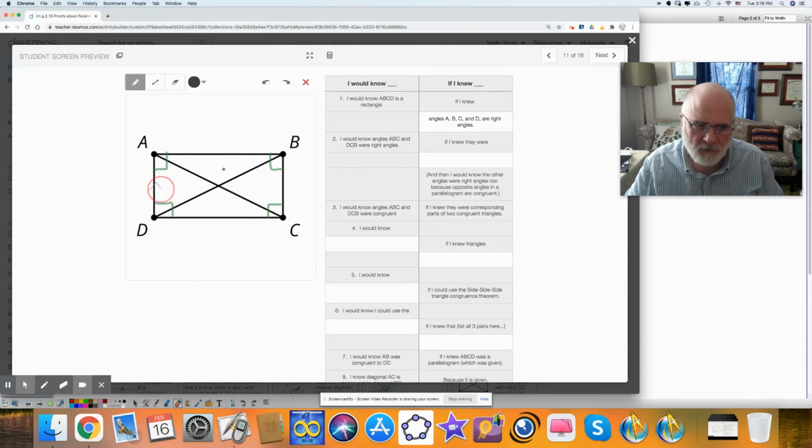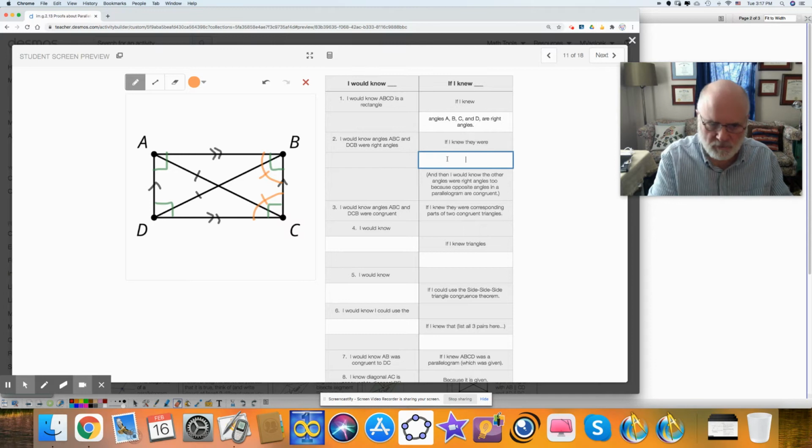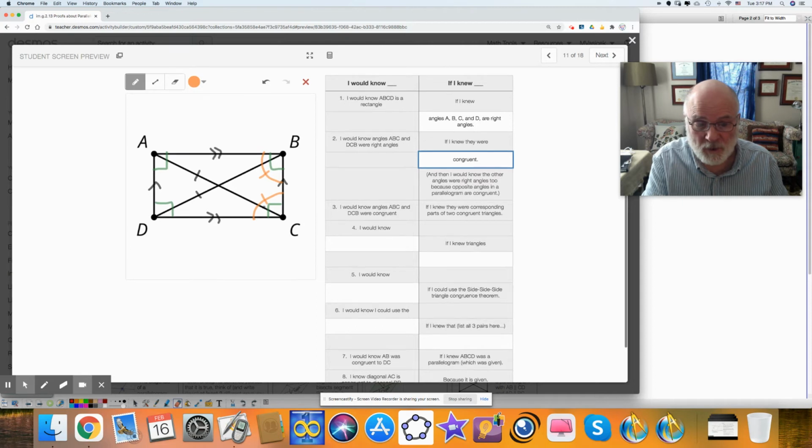Because in a parallelogram, this was given, and it was given that this segment is congruent to this one. So I would know that these two are both right angles since they're crossing parallel lines and they're same side interior angles if they were congruent. And then, it says in parentheses, I would know the other angles are also right angles because opposite angles in a parallelogram are congruent. So these two would also be congruent. So if these two are congruent and they have to add to 180, they have to be right angles.